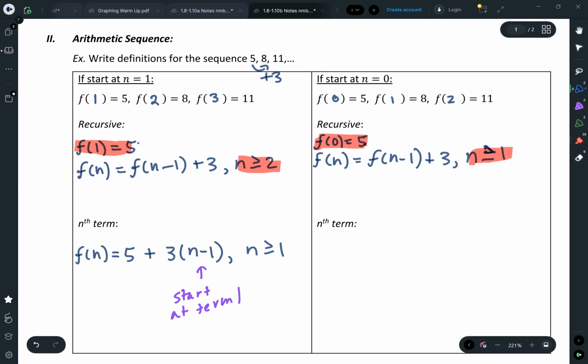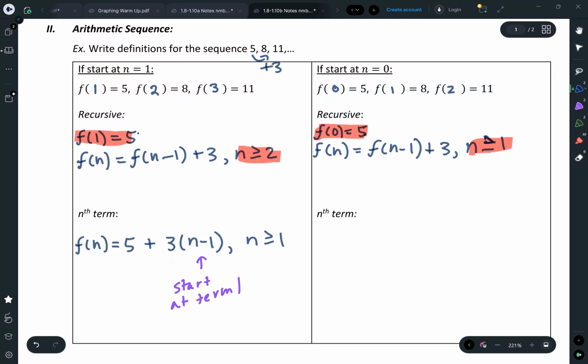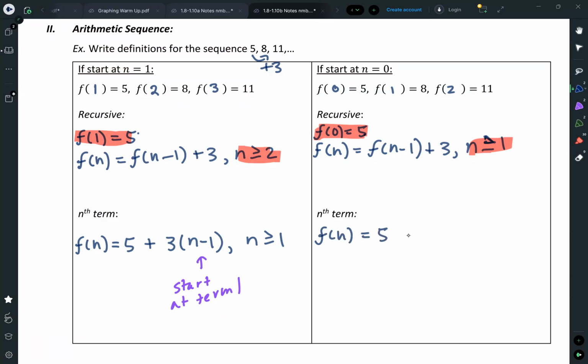So let's look at how it changes our nth term. When it changes our nth term, f of n equals 5 plus 3 times, it's just going to be n now. And this is for n greater than or equal to 0.